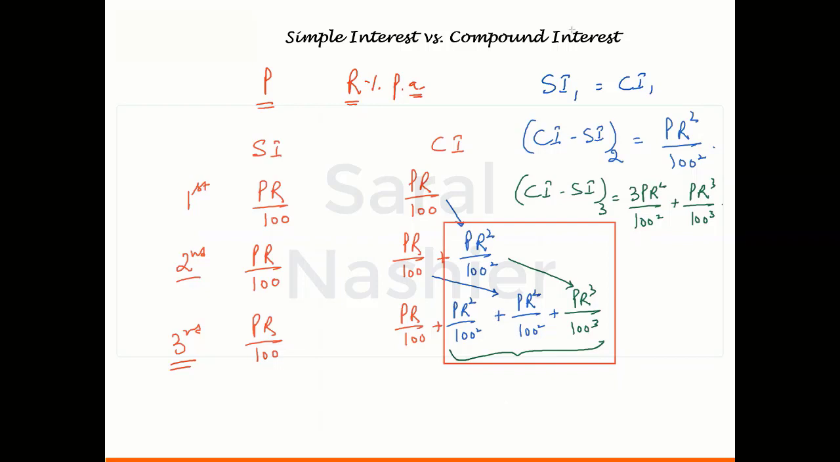Because now if you look at this, the 3 simple interests are 3PR by 100, the 3 compound interests are 3PR by 100 plus this portion. So this whole portion is the difference for 3 years.